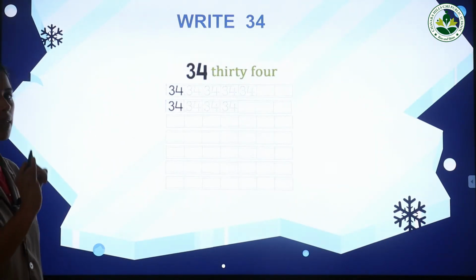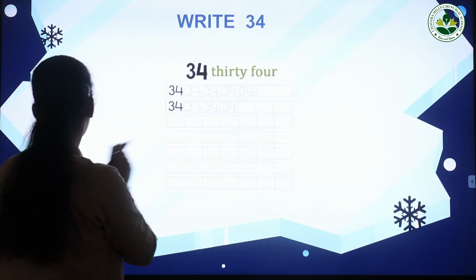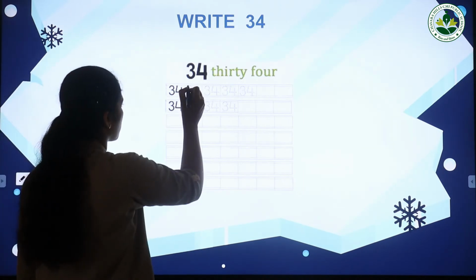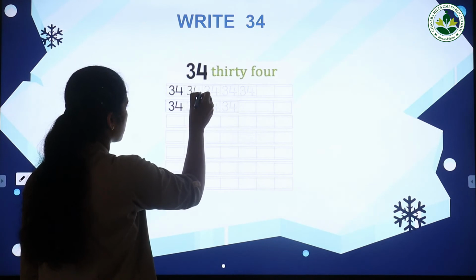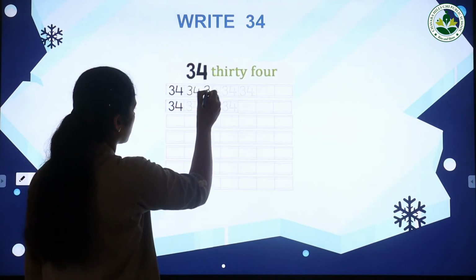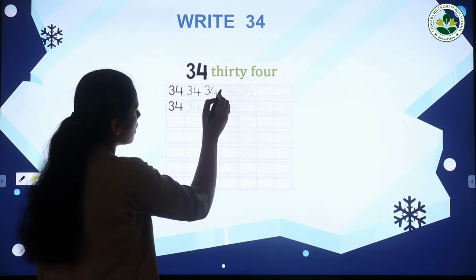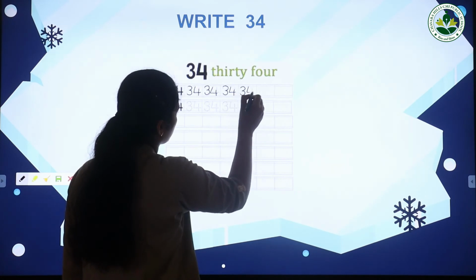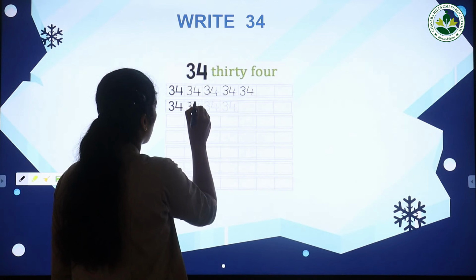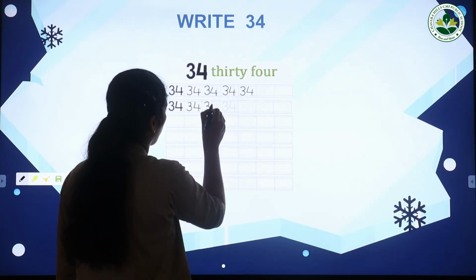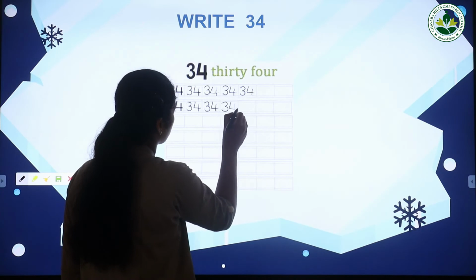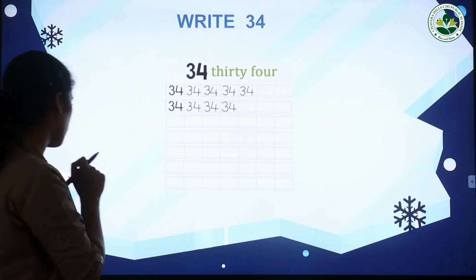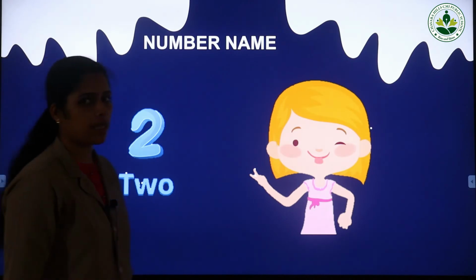Now we write number 34. We already wrote number 33, and the next number is 34. That is 3 and 4. We write 33 with 3 and 3, and 34 is 3 and 4. All of you please write with me. Once again we repeat to write number 34. Did you all understand how to write number 33 and 34? Okay, very good.